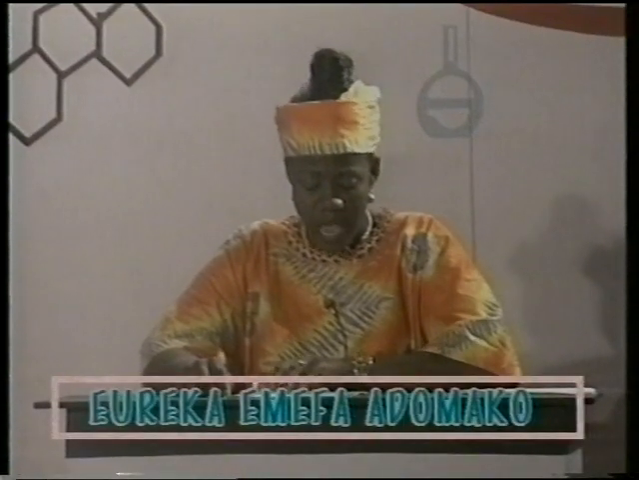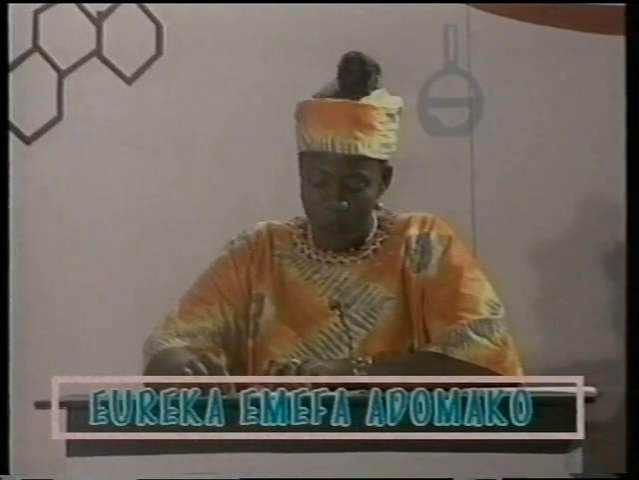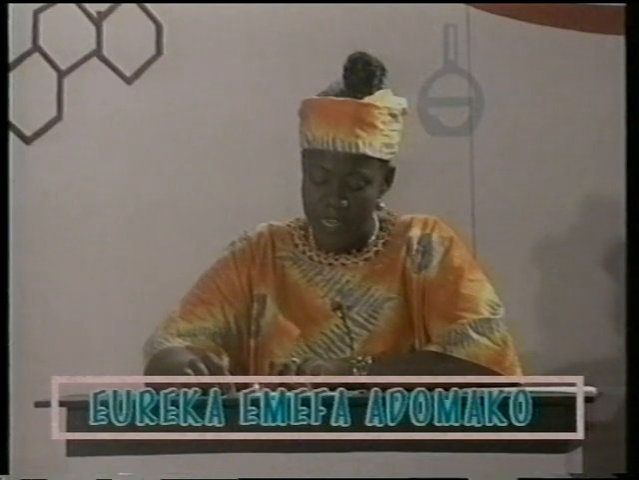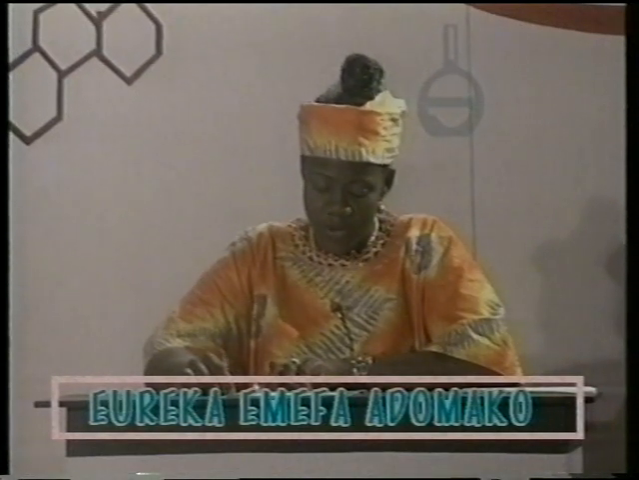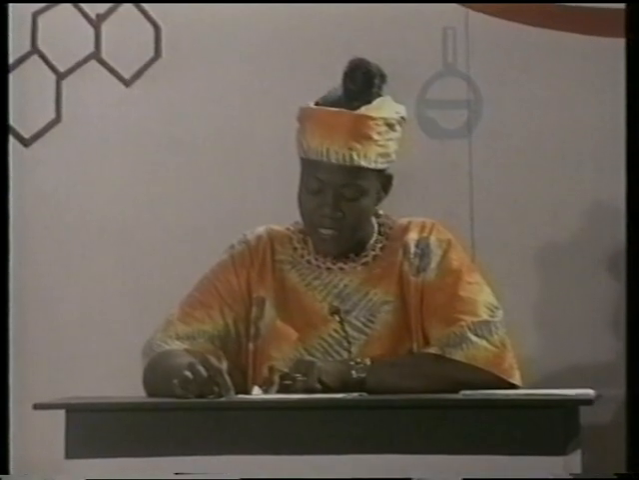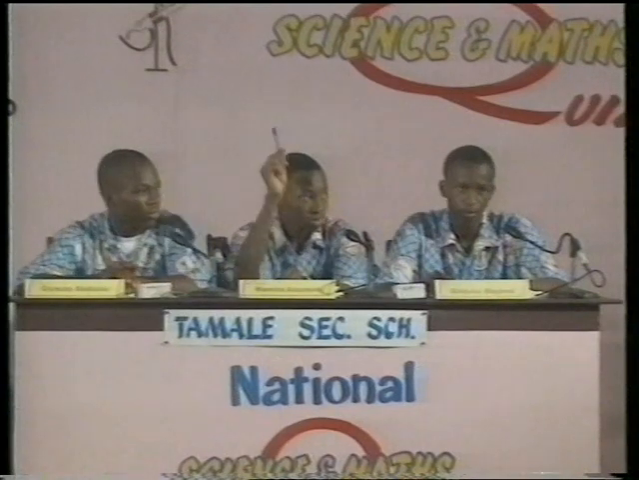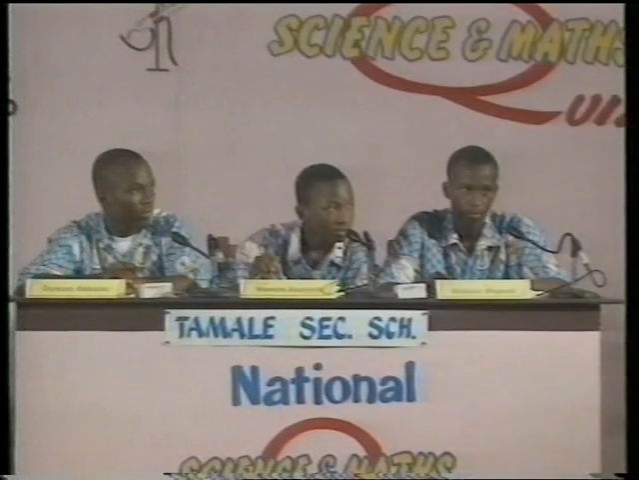I'll start with you, Tamale Secondary, and your question is: in placental mammals, there are separate openings from the ducts of the digestive, urinary, and genital systems. In most vertebrates, the 3 systems open into one chamber. What name is given to this chamber? Hamza. The vestibule. That's not right.